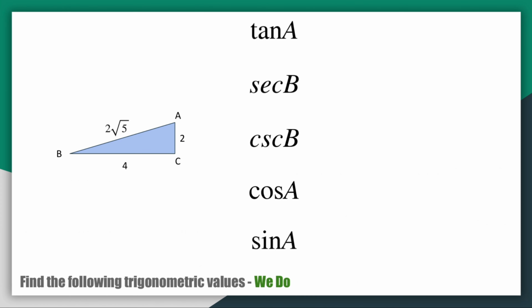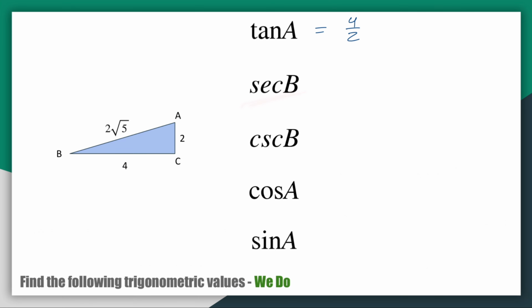All right, in this one, we're just going to find the following trigonometric values. We're just going to be setting them up: opposite over this or adjacent over that. So tangent of A means this is our reference angle, right here. Tangent is opposite over adjacent, so 4 over 2, which would just be 2. But I'm not so much concerned about simplifying right now.